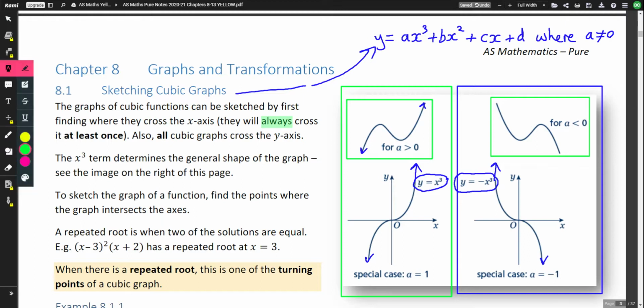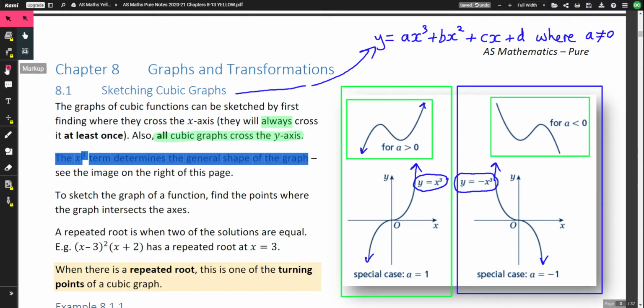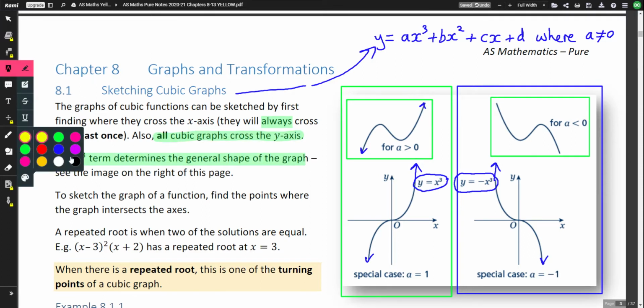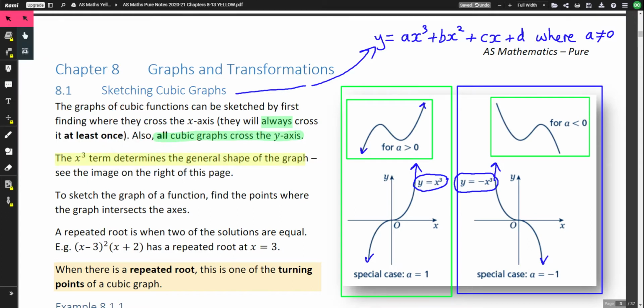Also, all cubic graphs cross the y-axis. They will definitely cross the y-axis. The x cubed term alone determines the general shape of the graph. That's all we need to look at to determine the general shape of the graph. And that was demonstrated on the right hand side. If a is positive, we get this shape. If a is negative, we get the other general shape.